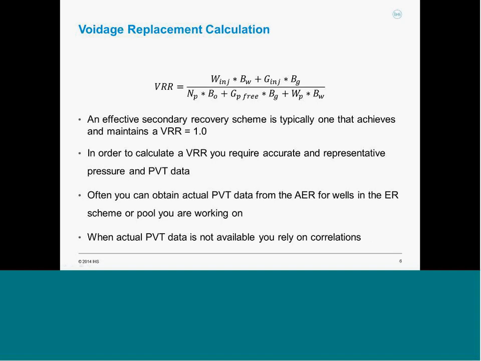In order to calculate a VRR, you require accurate and representative pressure and PVT data. PVT can come from the AER, but the respective companies would have this information readily available as well. In terms of PVT data, we can rely on correlations, which Harmony provides.